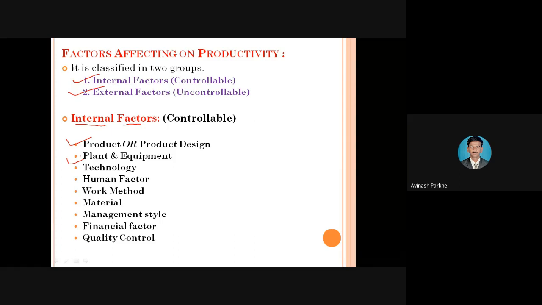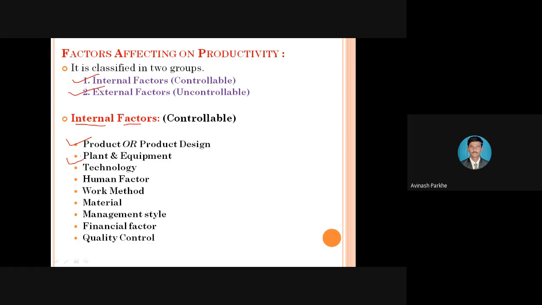So as per the requirement of the product, as per its flow, we have to go for the proper plant design, and it is in your hand. It is not an external factor, it is in your hand. That means as per the proper flow, we have to prepare the proper plant for that particular product.